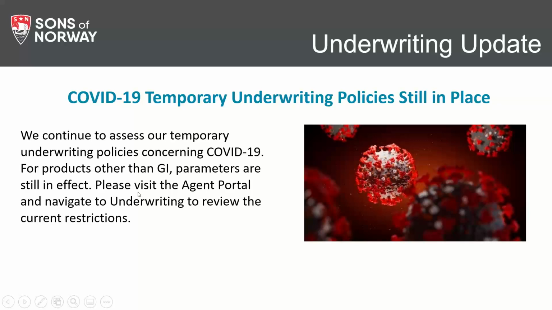So this relates to any products other than GI. We do have parameters in effect. For details on those, head to the agent portal and navigate to underwriting. There's a button right at the top. We will also include that in the replay email.